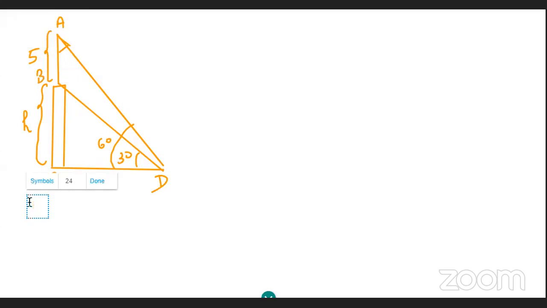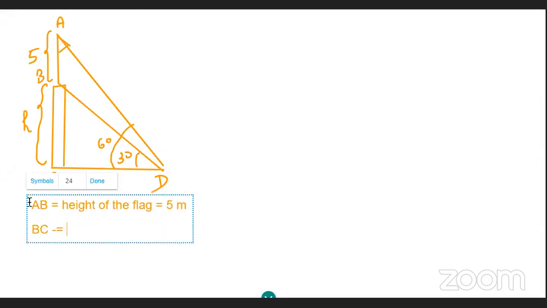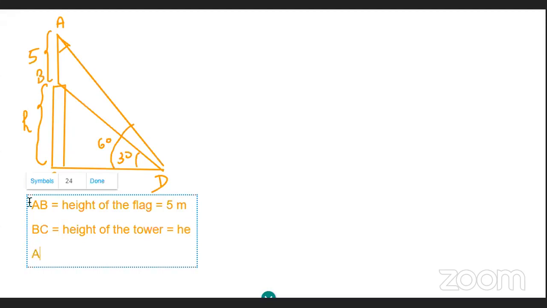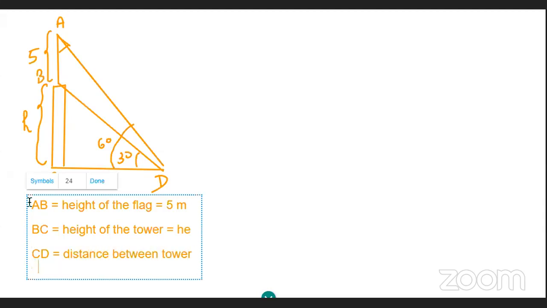So AB equals the height of the flag, which is 5 meters. BC is the height of the tower, which is h, and CD is the distance between the tower and the observer, which is equal to x meters.